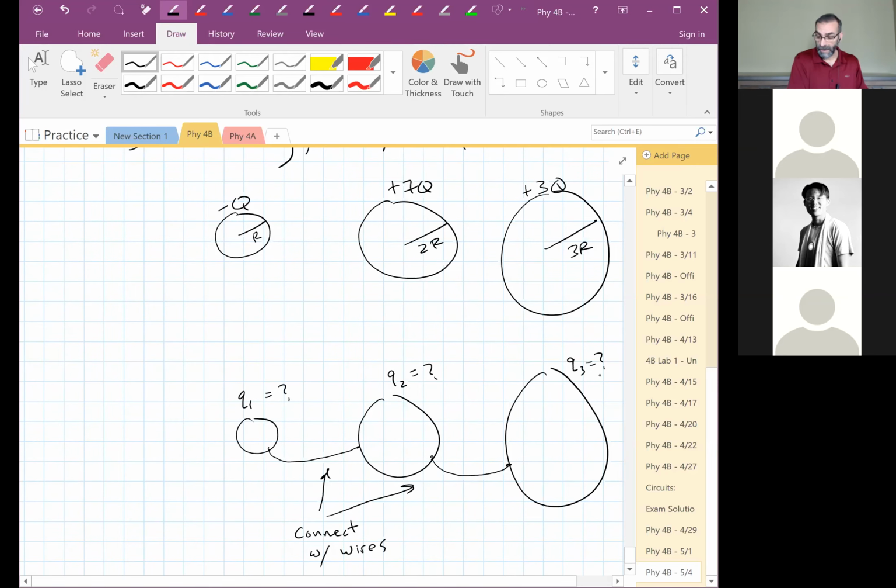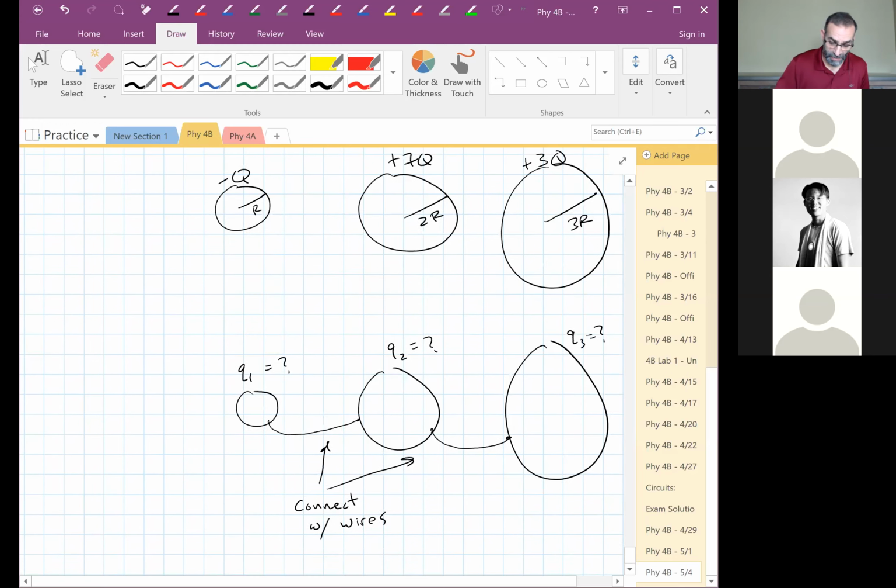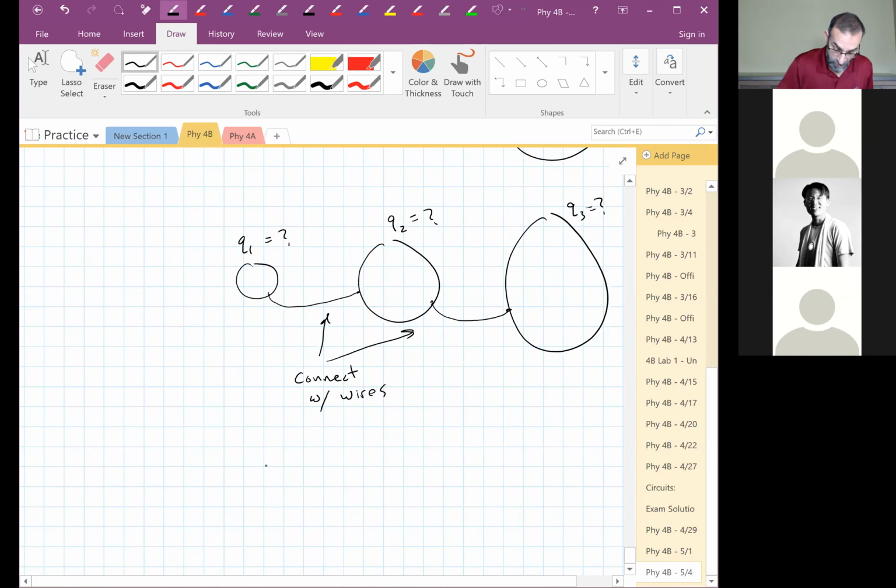Okay, so let's find those charges. Well, what is different now than when we first learned this on the first day is that we know about electric potential now. And when you take these conductive surfaces and touch them together, you're creating one big conductive surface. And one thing we know about a conductor in electrostatic equilibrium is V has to be a constant. It has to be an equipotential surface. So the potential of each one of these has to be the same.